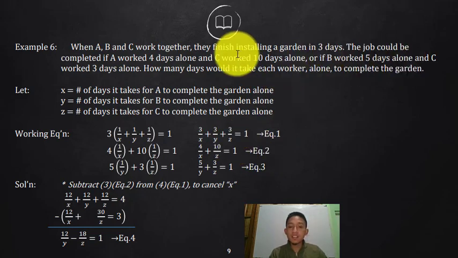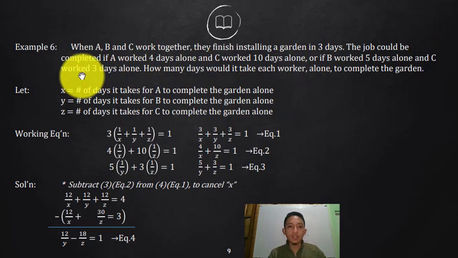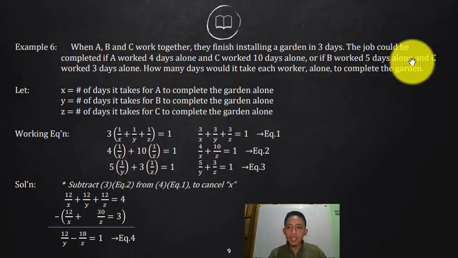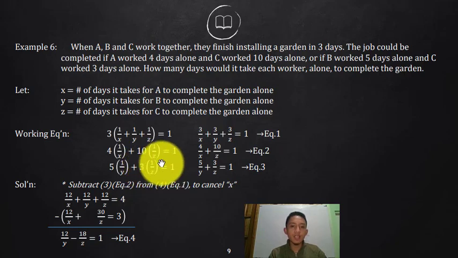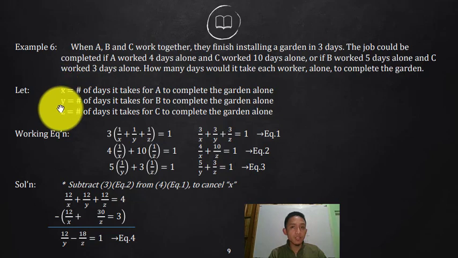And then the third scenario is B and C will work. So B will first work for 5 days. So 5 times 1 over y, that is the rate, or what B finishes in 1 day. 5 times 1 over y, and then 3 days for C, isn't it? So 3 times 1 over z, and they will also finish the same job. So simplify, this will be the result. So we have 3 equations, 3 unknowns, since we are talking of x, y, z.